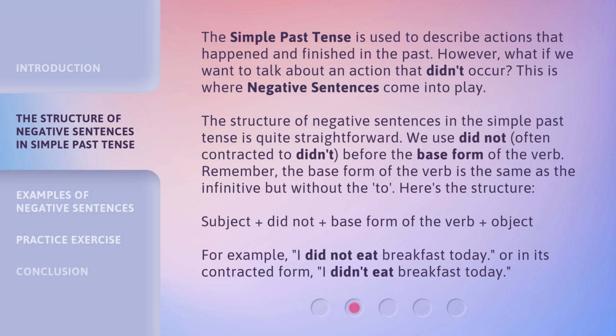Here's the structure: subject plus did not plus base form of the verb plus object. For example, I did not eat breakfast today. Or in its contracted form, I didn't eat breakfast today.